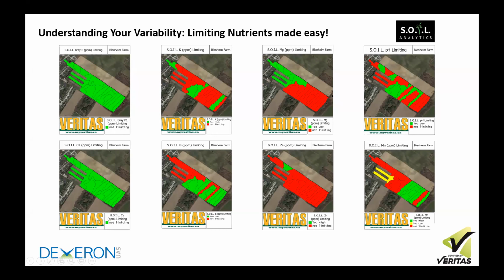So yes, we're going to make a lime application, and then also boron, which is a micronutrient that has never really been sampled for on this farm. And it came back that it was limiting in over half of the fields. In a couple slides, I'm going to just show you kind of like the ROI of a case study on the impact boron had on a yield 2 years ago.